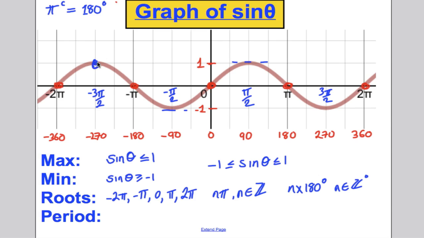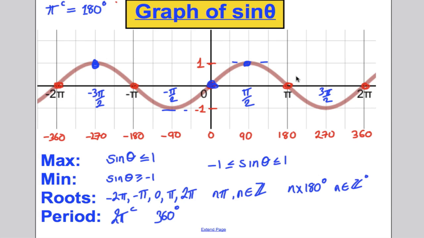How long does it take you to get from this point here until you start repeating the exact same thing? Here, you've just come up to a peak and you're going down. Well, here, you're just coming up to a peak and you're going down. It's taken you 2 pi to get there. Or it might be easier to see from here. You're coming up to a 0 and you're going above the 0. Well, here you're coming up to a 0 and you're going to go above after, so it's taken 2 pi. So the period is 2 pi, and that's equivalent to 360 degrees. So 2 pi radians, or 360 degrees.